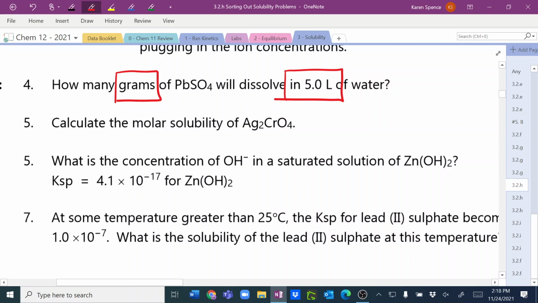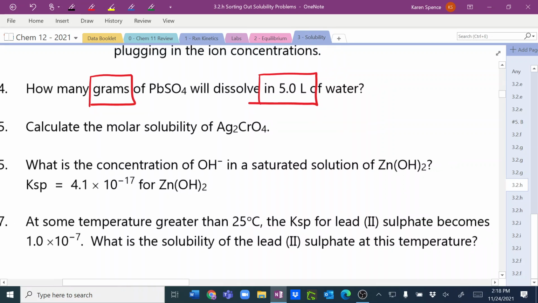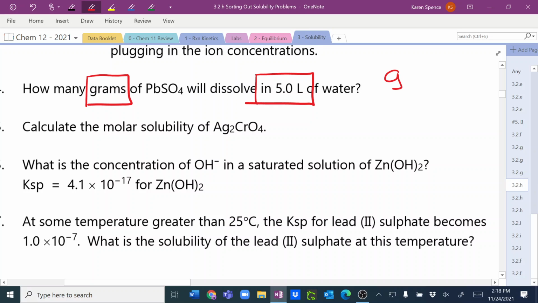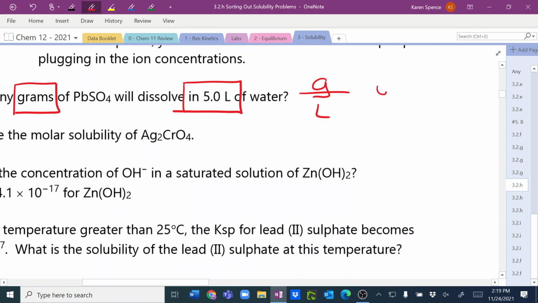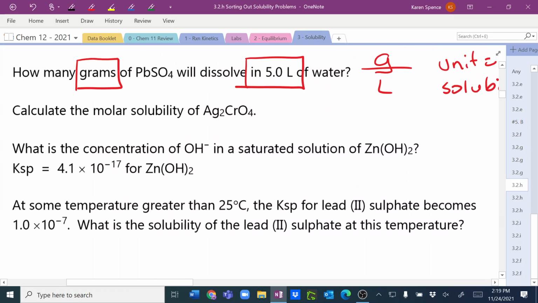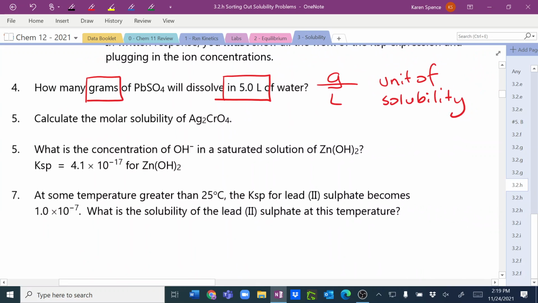What would our unit be there? And that is a unit of solubility. The next one's really easy. Calculate the molar solubility. Oh, I like that one.